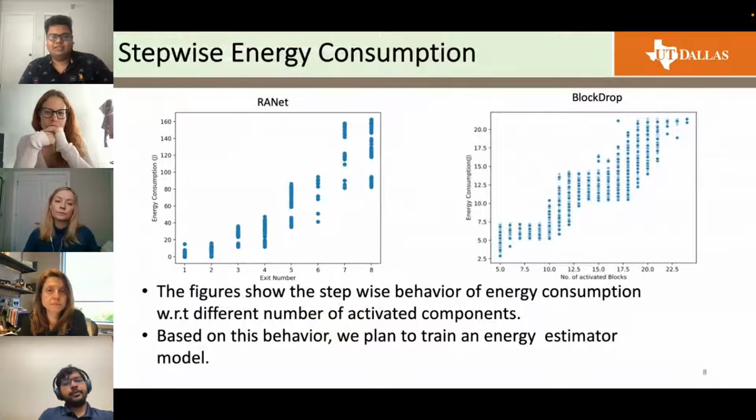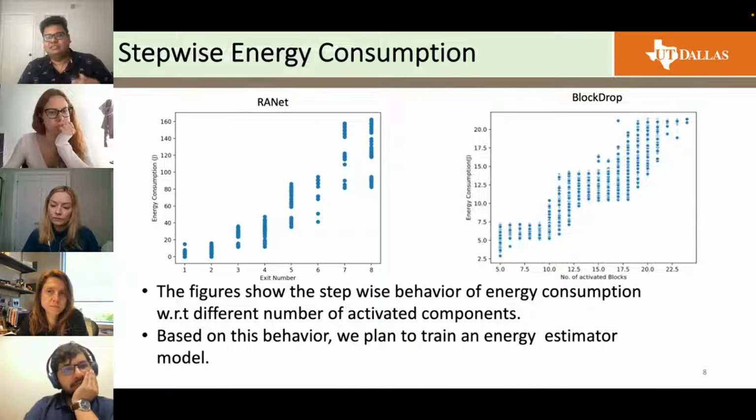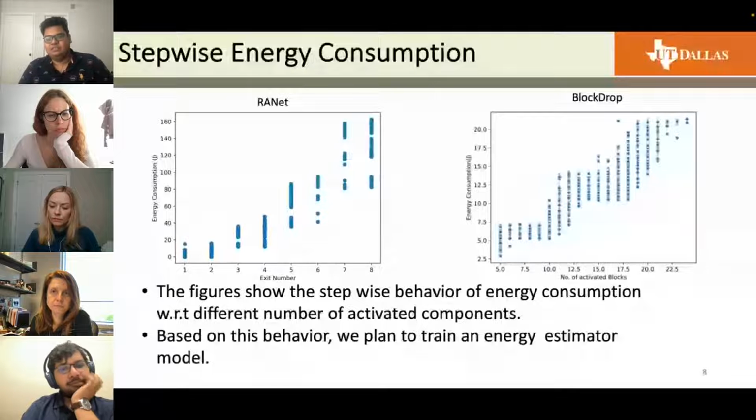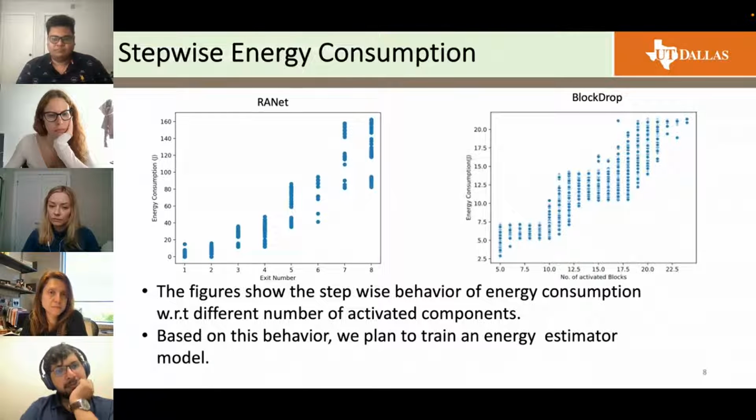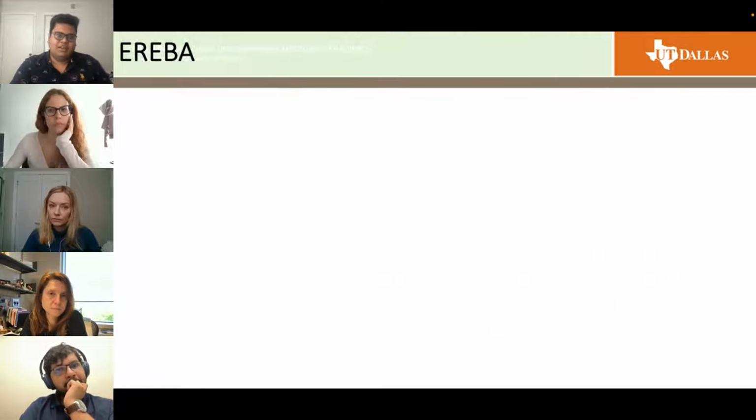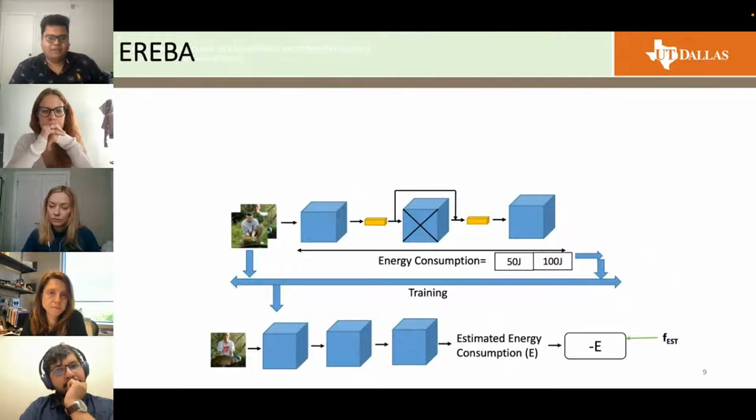What we saw is that if we plot the number of activated components in an ADNN against the energy consumption, this shows a stepwise pattern. That means the relationship between input and energy consumption would be similar to the relationship between input and the number of activated components. Based on that insight, we propose ARIBA. Here we have an adaptive neural network, ADNN. We feed inputs to that ADNN, and we collect the energy consumption caused during inference.